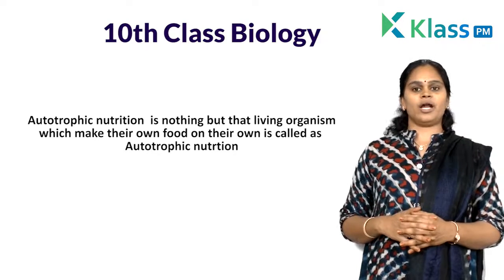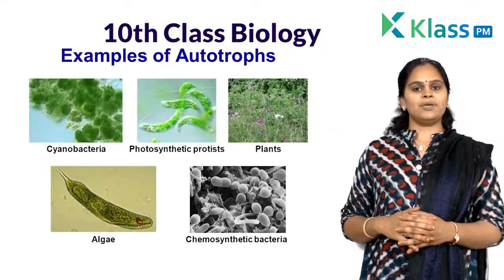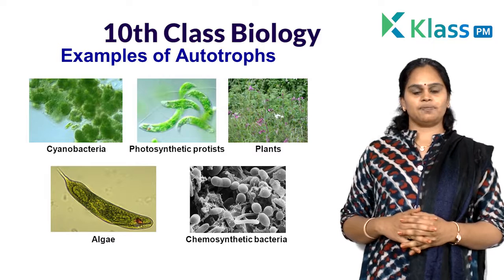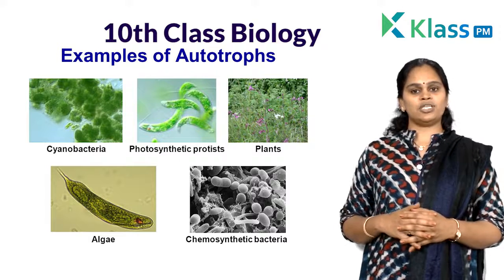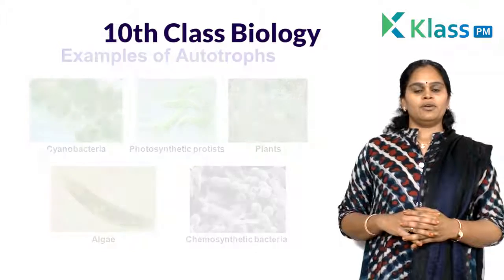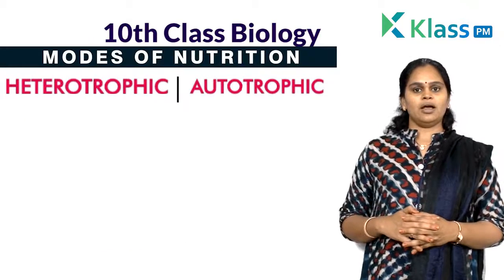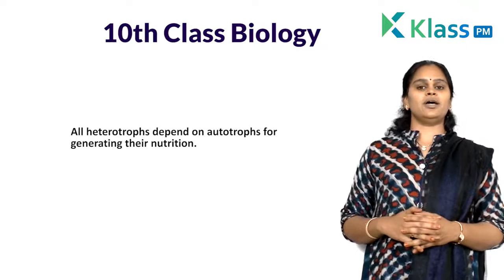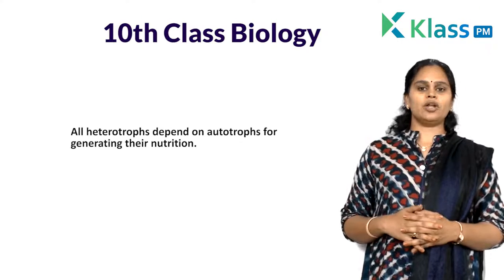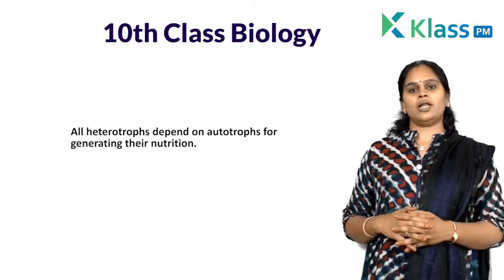The best example for an autotroph is plants. The majority of plants generate their own food by photosynthesis. We'll come across what photosynthesis is and where it happens in the next session. Coming to heterotrophic nutrition, all heterotrophs depend on the autotrophs for their food, from single cellular organisms to multicellular organisms.